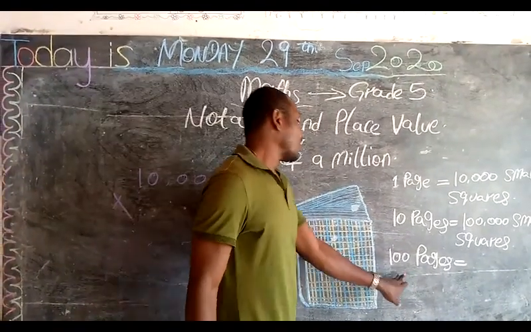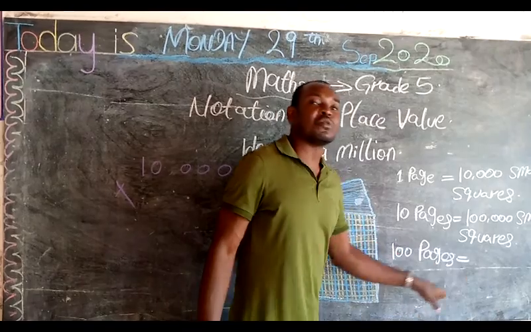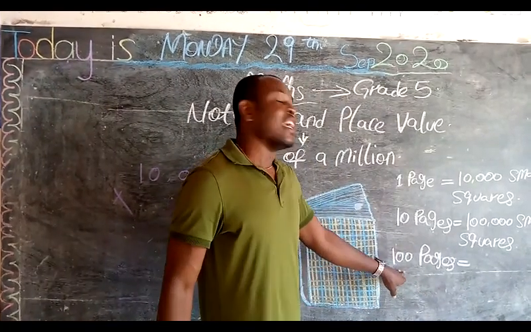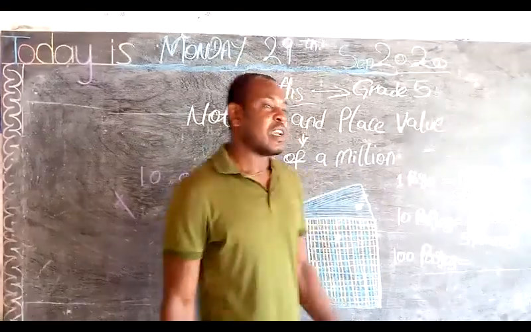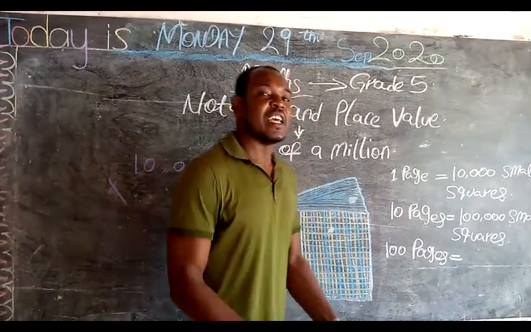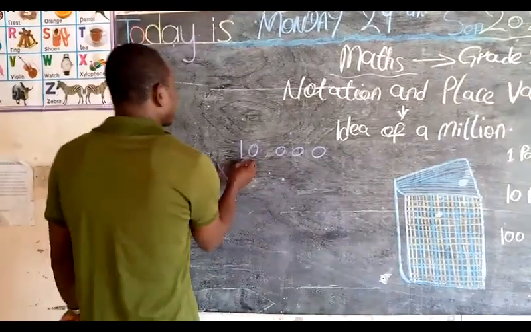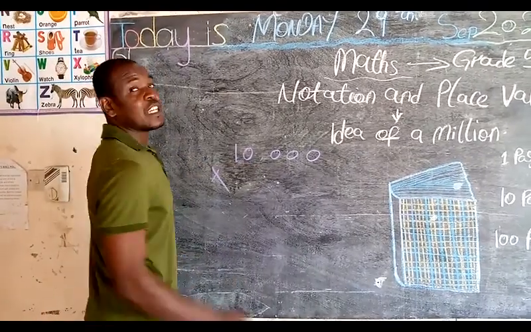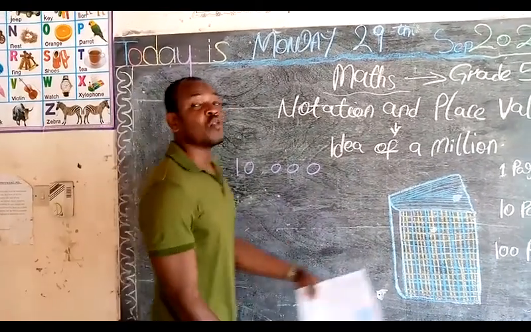Now we are asked, how many small squares do we have in 100 pages? How many small squares are we going to get in 100 pages? Let's see how we do that. Don't forget, one page is 10,000 small squares. Now we are looking for 100 pages.